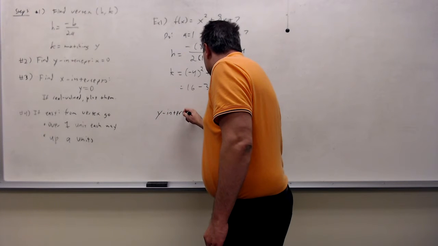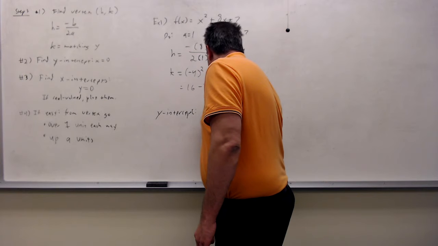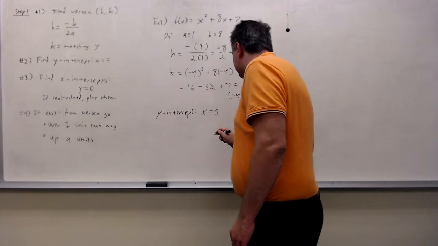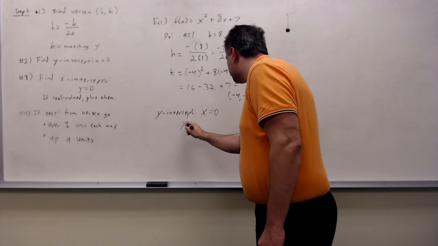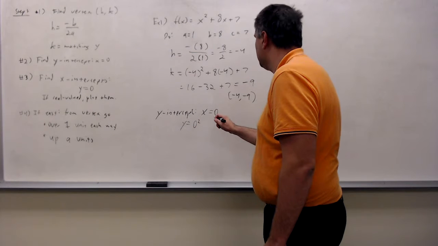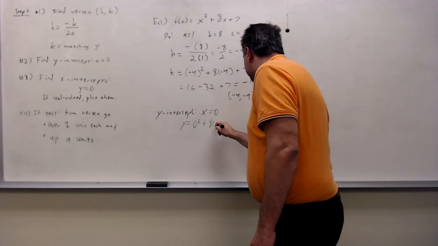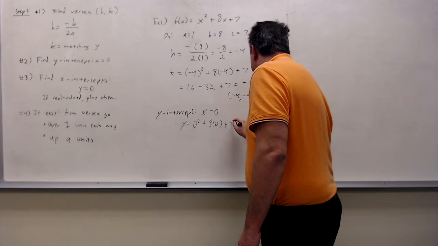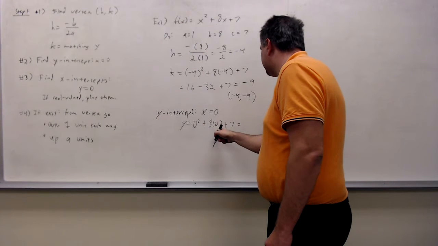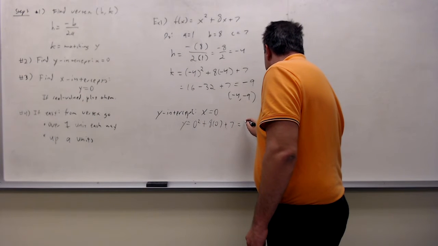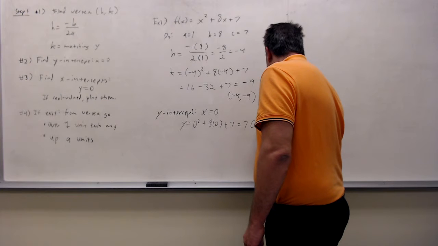Y-intercept. X equals 0. So y equals 0 squared plus 8 times 0 plus 7. 0 plus 0 plus 7 is 7. So the y-intercept is 0, 7.